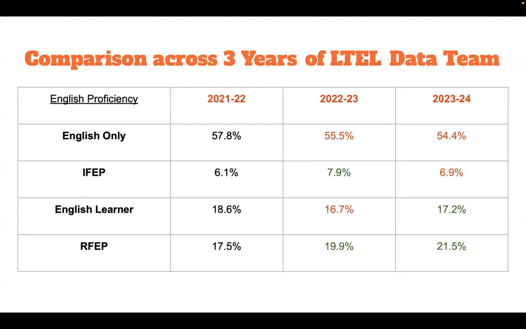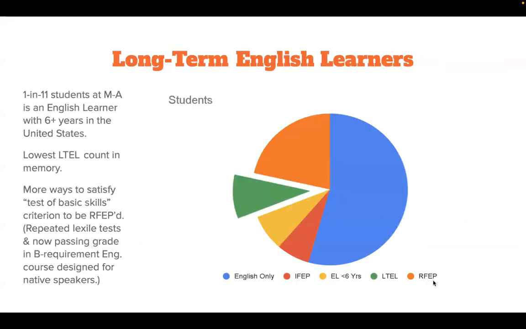Across 3 years of our LTEL data team, this is how the data has changed, I'll say, although it's mostly the same. The biggest difference you see here is just the RFEP has gone up a good deal. Getting to RFEP has become a little bit easier. And so I think that's what we're seeing here. We'll talk about that a little bit more down the road.